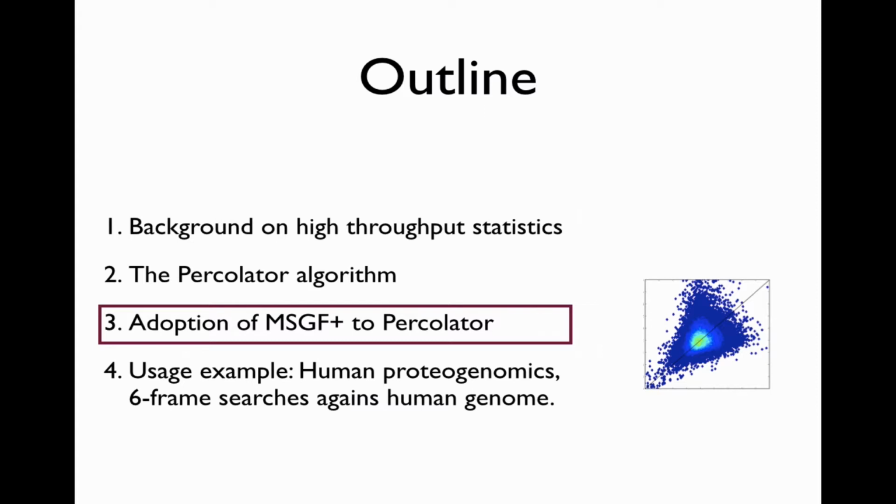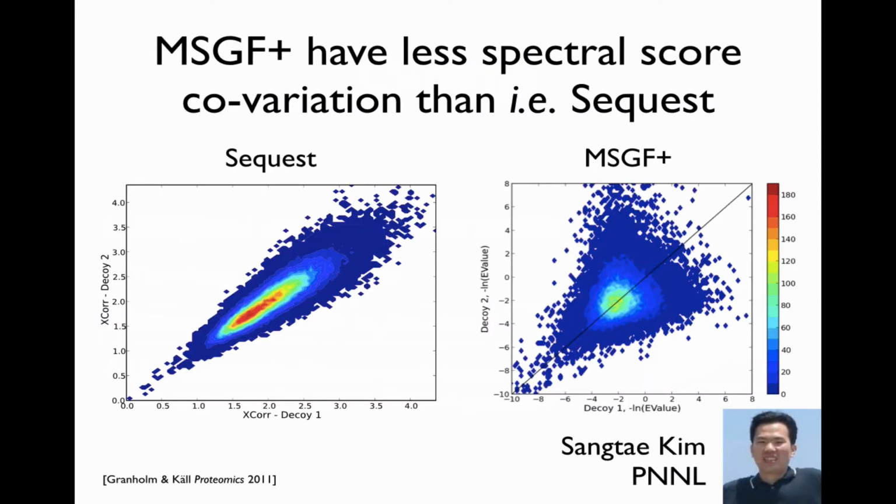Okay, let's move over to something different. Here's a recent adaptation of Percolator to MSGF+. You might know MSGF+ as the scoring engine by Sangtae Kim from PNNL. He did this during his time in Pavel Pevzner's lab in San Diego, but has since moved over to PNNL.